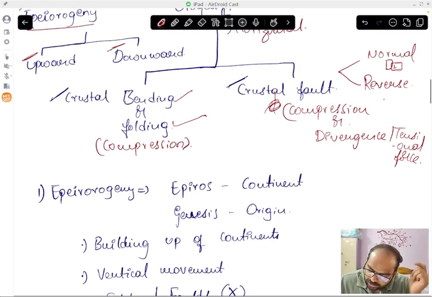What happens in a reverse fault? The block moves upwards, that is, moving against the gravity. It is a reverse fault. That's all. In the next class, we will see exogenic forces, that is weathering, mass movement, and all, and formation of soil. Yeah, thank you.